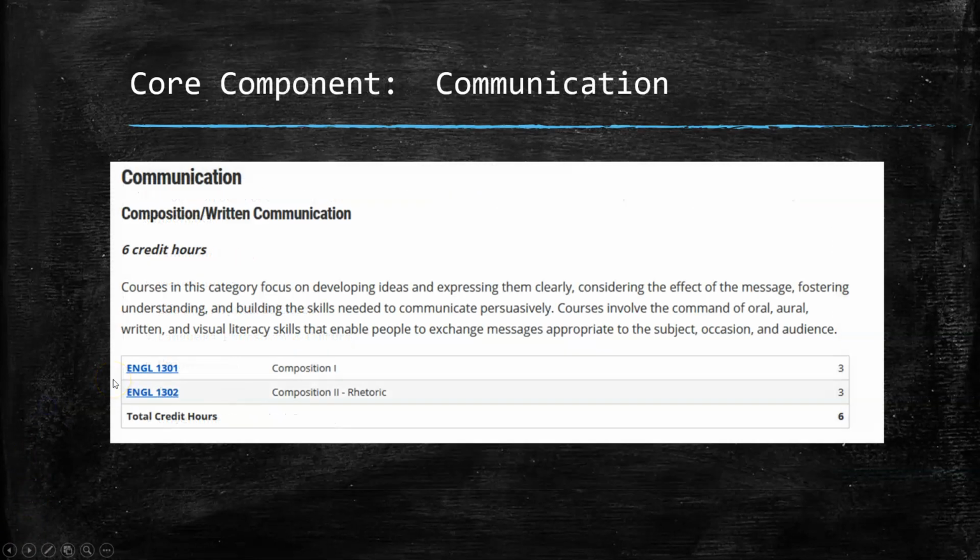So one of your 9 core component areas is communication. And as you can see here, 6 credit hours satisfy this area. And you take composition 1 and 2 and you satisfy that requirement. So anyone completing the core curriculum must take these 2 classes.